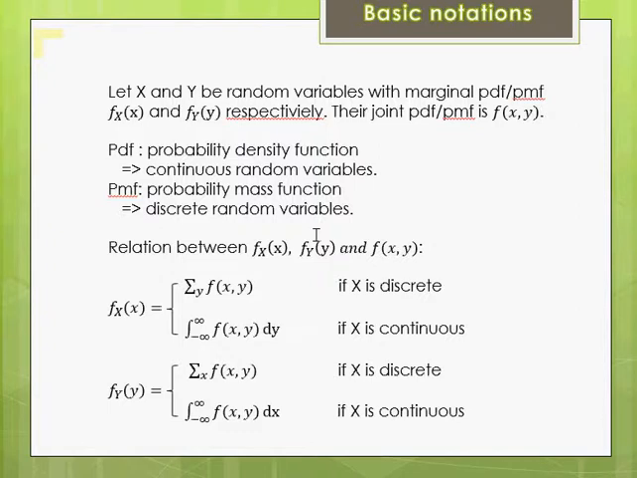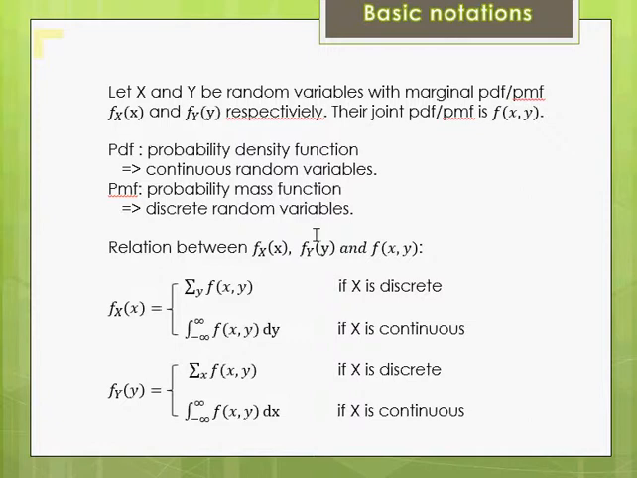Basic notation. Before we study conditional expectation, we have to define some basic notation here. Let X and Y be random variables with the marginal distributions f_X of x and f_Y of y respectively. Their joint distribution is f_{X,Y}. PDF stands for probability density function, which is used for continuous random variables. PMF stands for probability mass function, which is used for discrete random variables.